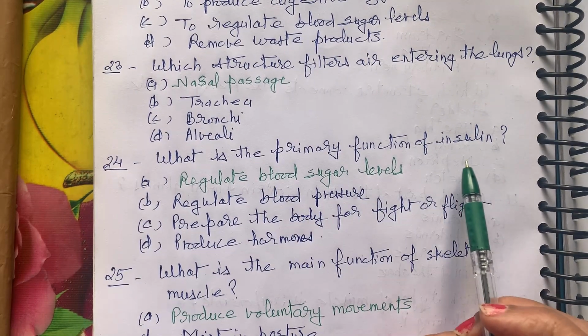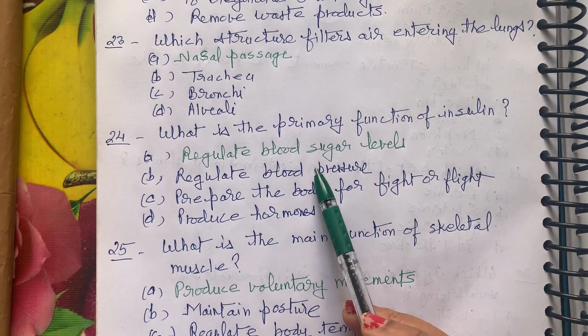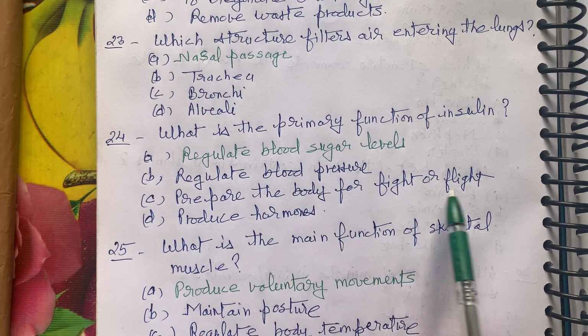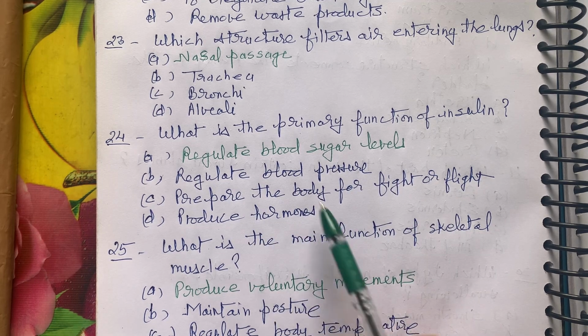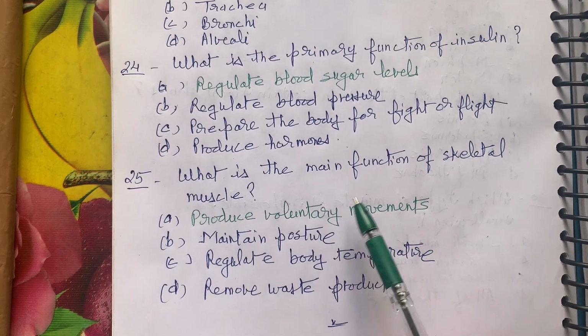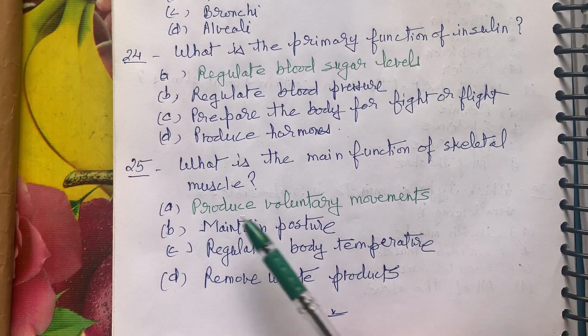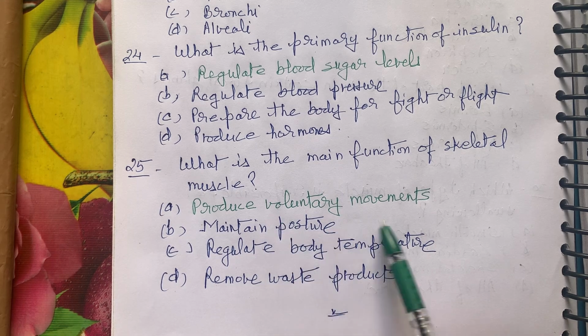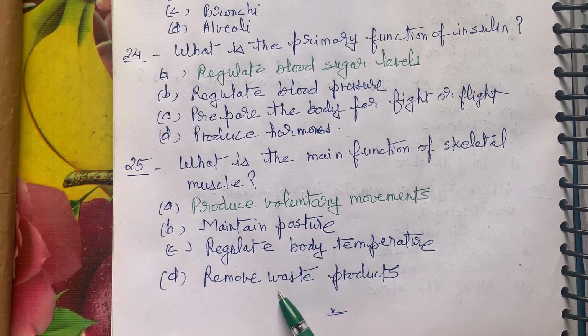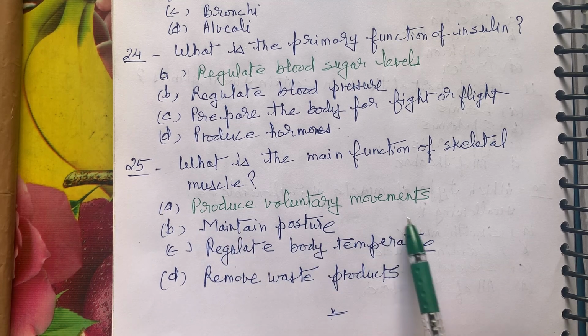What is the primary function of insulin? Regulates blood sugar level, regulate blood pressure, prepare the body for the fight or flight, produce hormone. First option is correct, regulate blood sugar level. What is the main function of skeletal muscle? Produce voluntary movements, maintain posture, regulate body temperature, remove waste product. The correct option, produce voluntary movement.